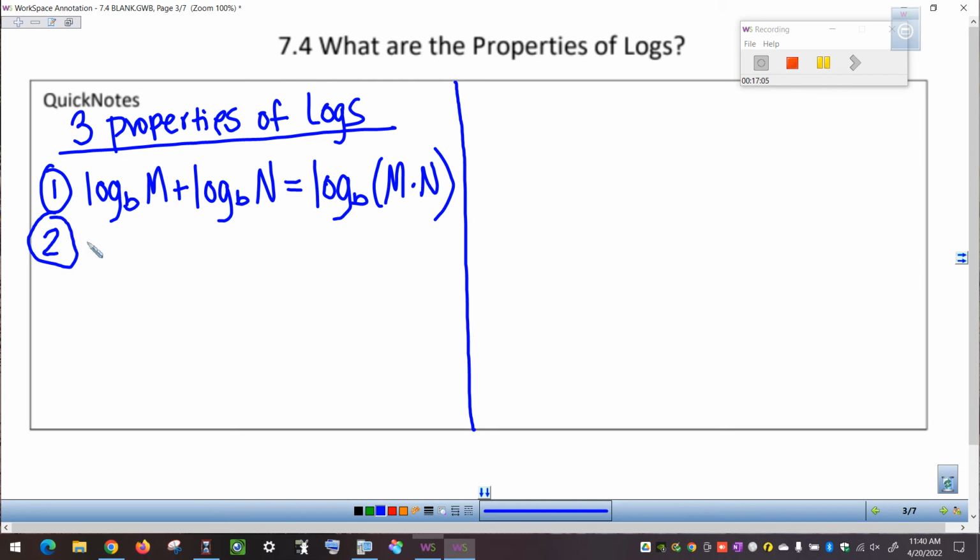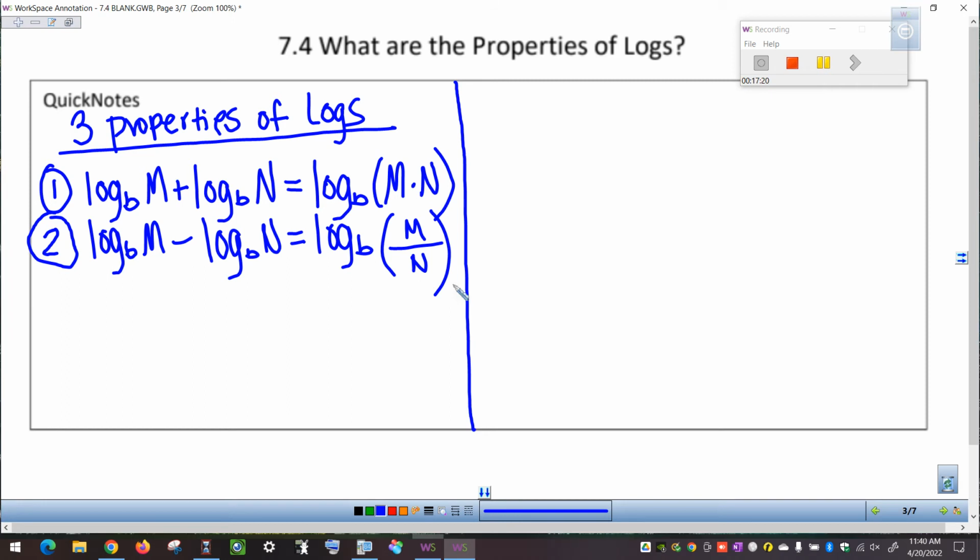All right, our second property, log base b of m minus log base b of n. When they're subtracting, it's going to condense down. It's just going to have a single log out in front. Do not write log twice. The log just happens once, and then the division happens after that. m divided by n.